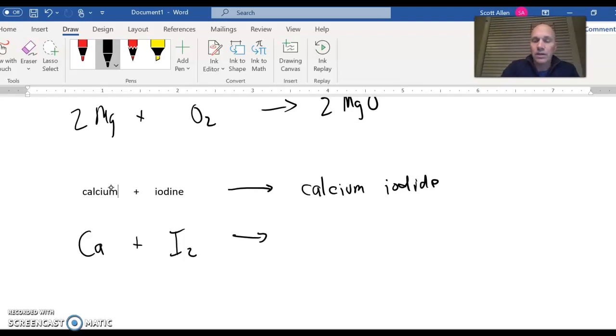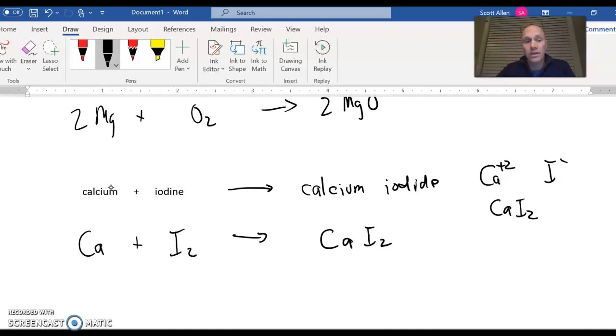Then we need to figure out what the formula for calcium iodide is. Calcium is +2. Iodine makes I- as an ion. Crisscross those, and we get CaI2. So the formula is going to be CaI2.